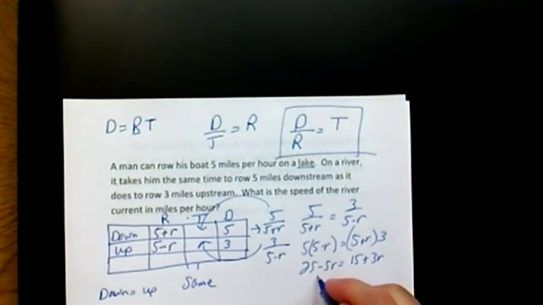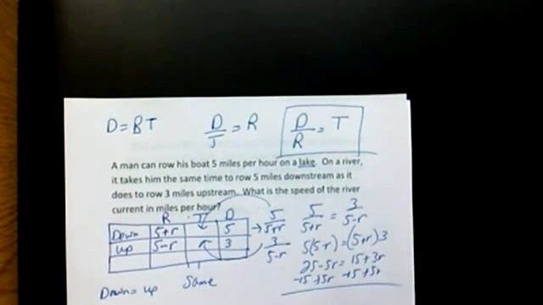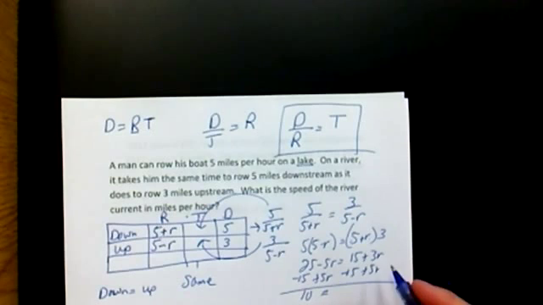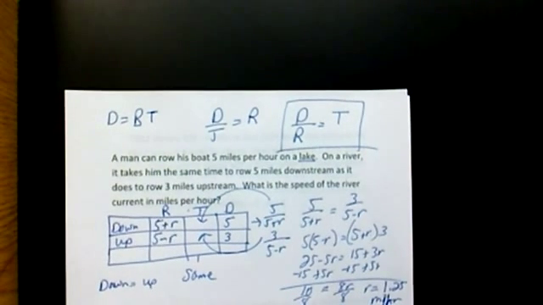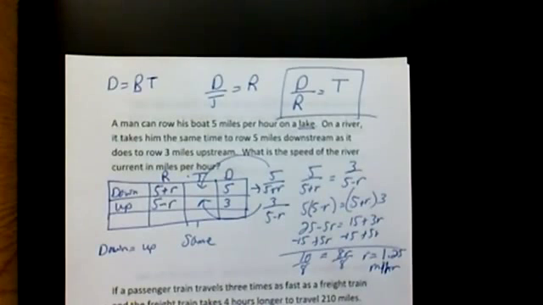Get all my r's together. Get all my numbers together. And I get 10 is equal to 8r. Divide by 8, and I find r is equal to 1.25 miles per hour, which would be the speed of the current of the river. So 1.25 would be the rate of my current. So that's what we'd end up doing to solve this one.